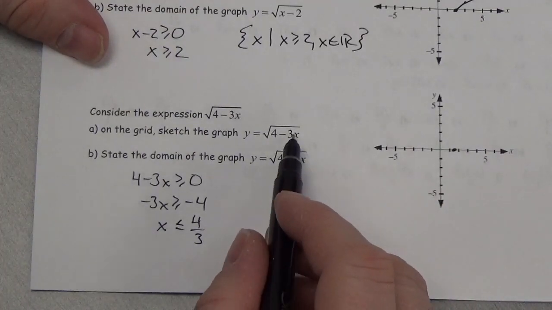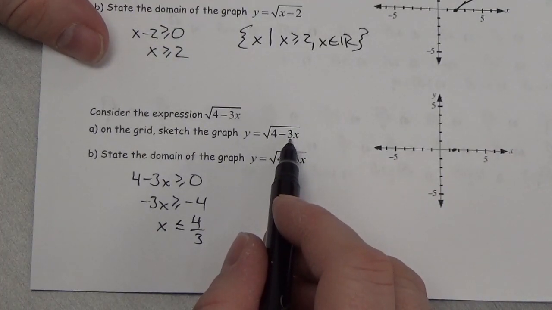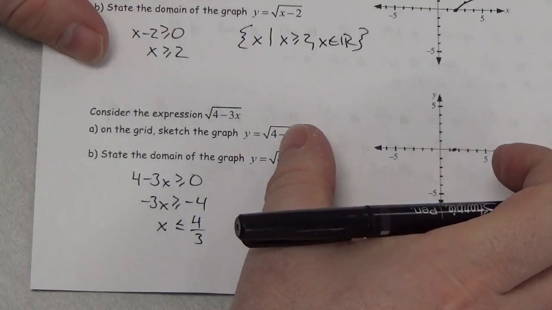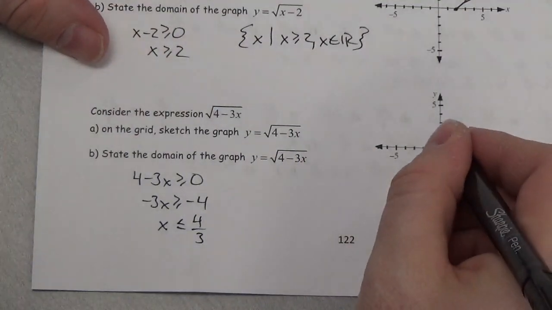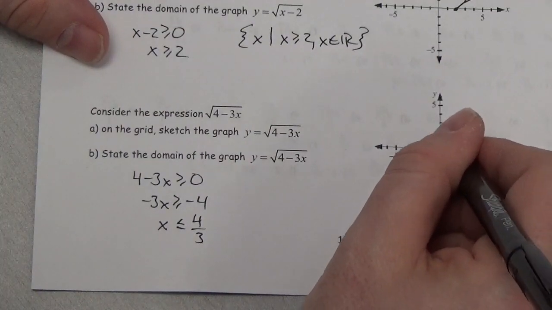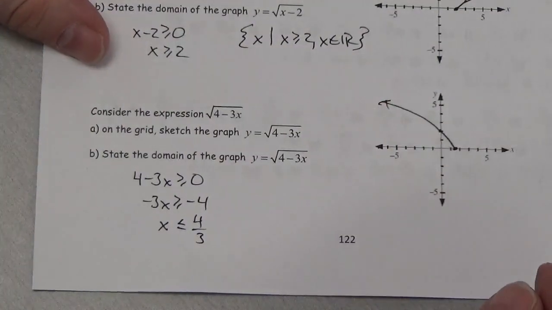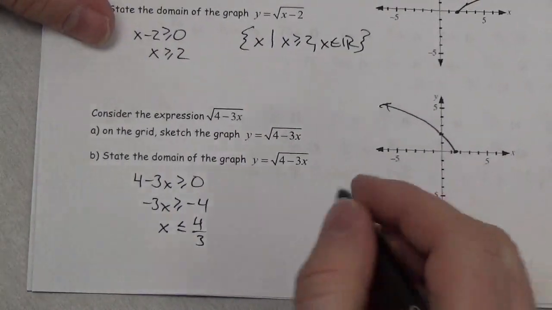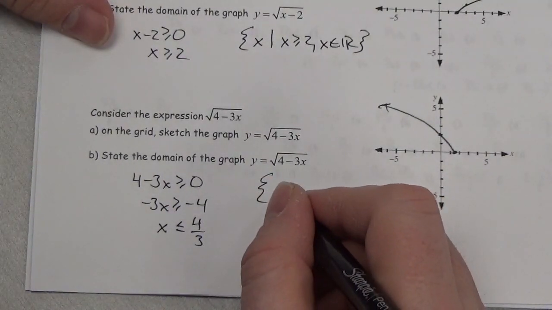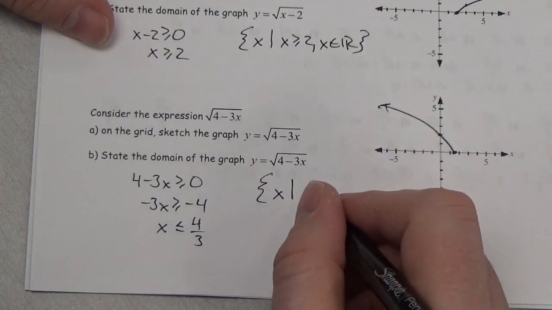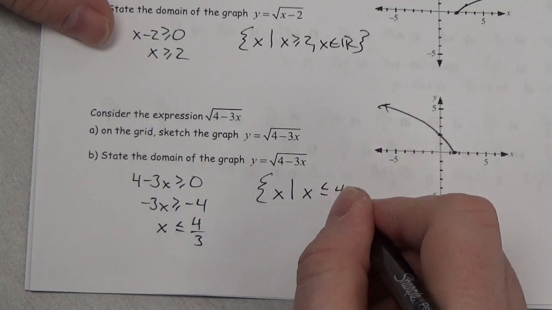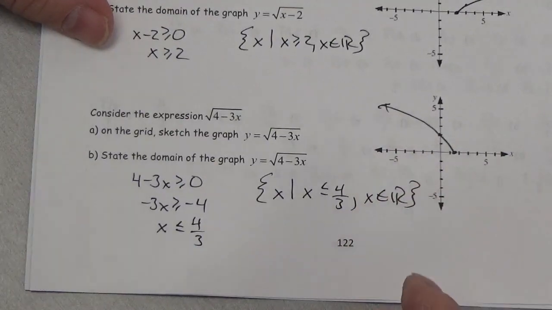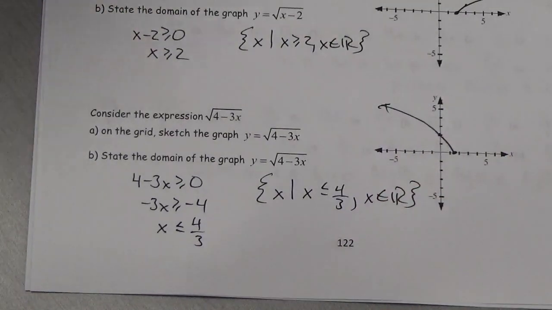Now, if I let x equal 0, just to get a sense of what this is going to look like, then I've got the square root of 4, which I know is 2. So it's going to open up like this. This is actually going to be quite tall. So that is roughly what that graph's going to look like, but we've already figured out what the domain is. It's going to be the set of x values such that x is less than or equal to 4/3, where x is an element of the reals. Okay, now let's take a look at some examples.